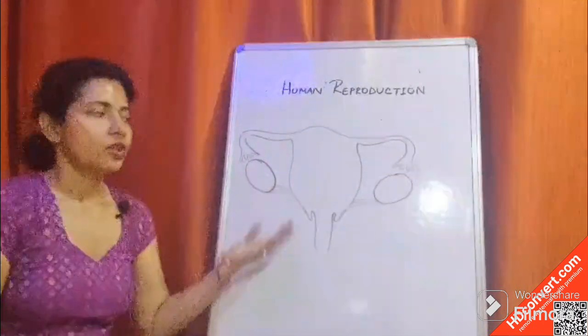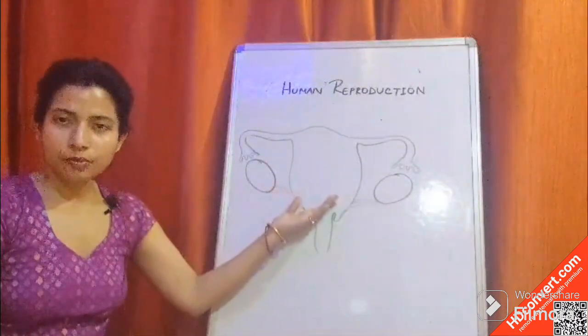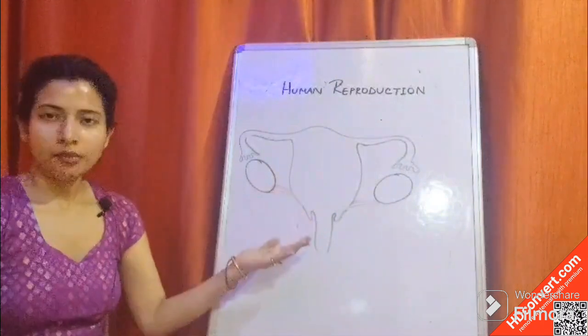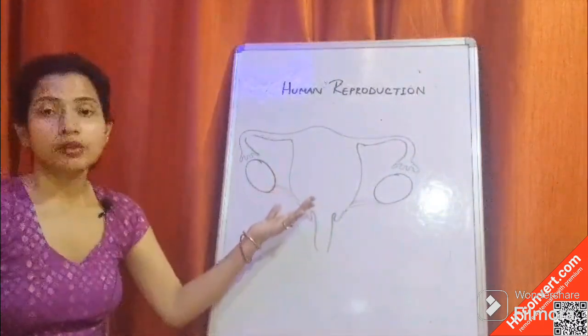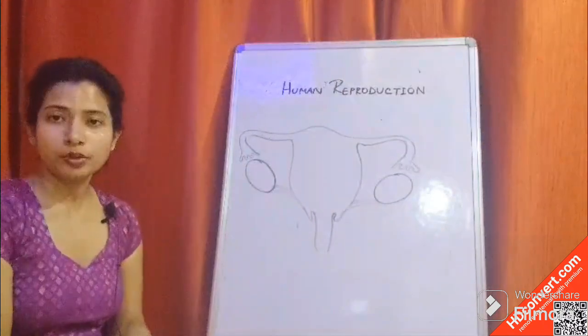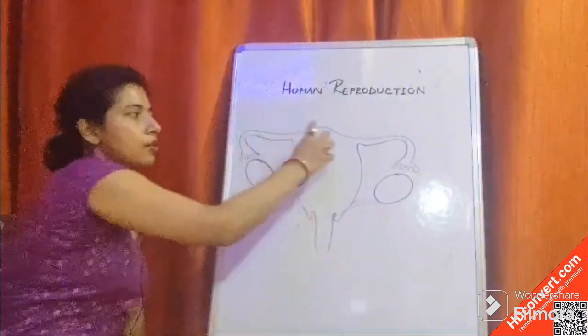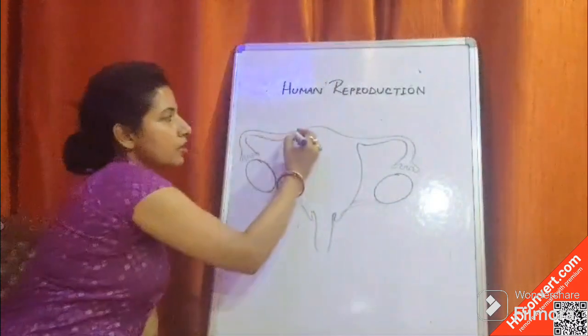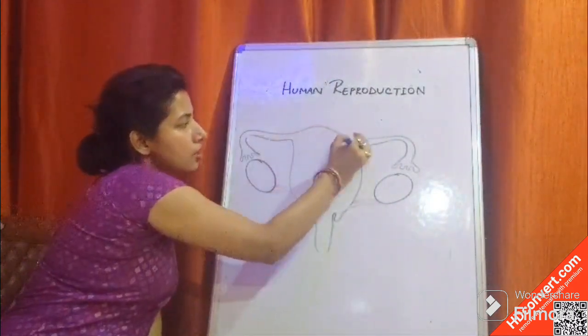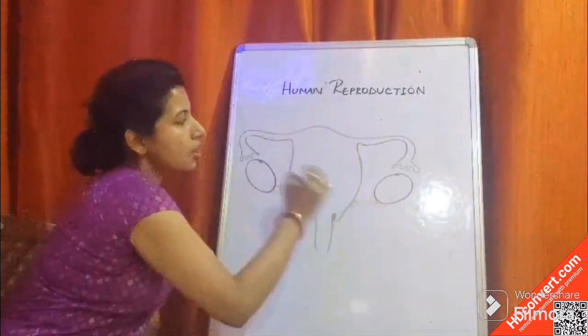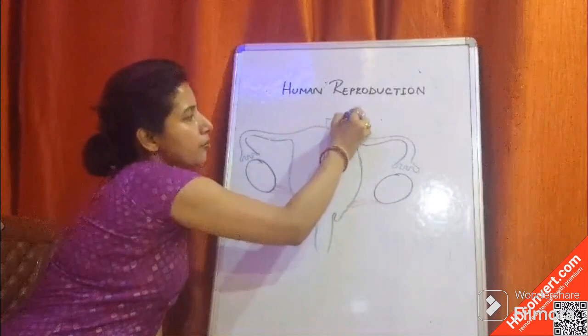Okay. So the uterus is another very important organ which holds the baby for a long time inside here, and it later forms the womb. Now this uterus has a very thick wall. This outer wall is called perimetrium.